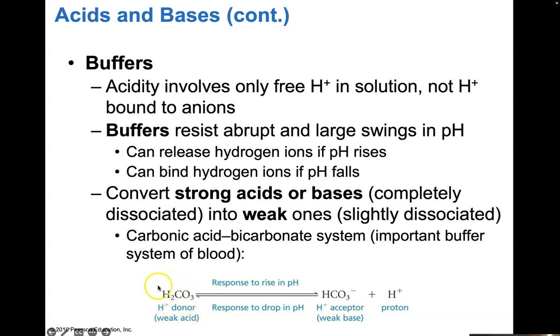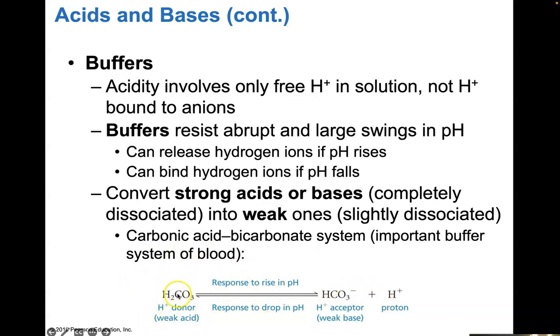That's our carbonic acid. Or, again, if we don't have that many hydrogen ions in solution, then that carbonic acid can break down into bicarbonate and our hydrogen ions, okay? So all this does is our buffers convert strong acids or bases, completely dissociated, into weak ones, okay? So this is our carbonic acid bicarbonate system.